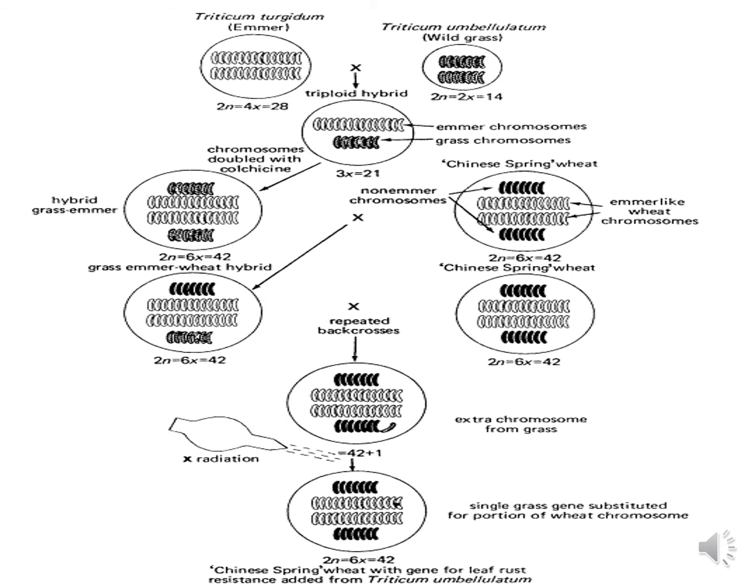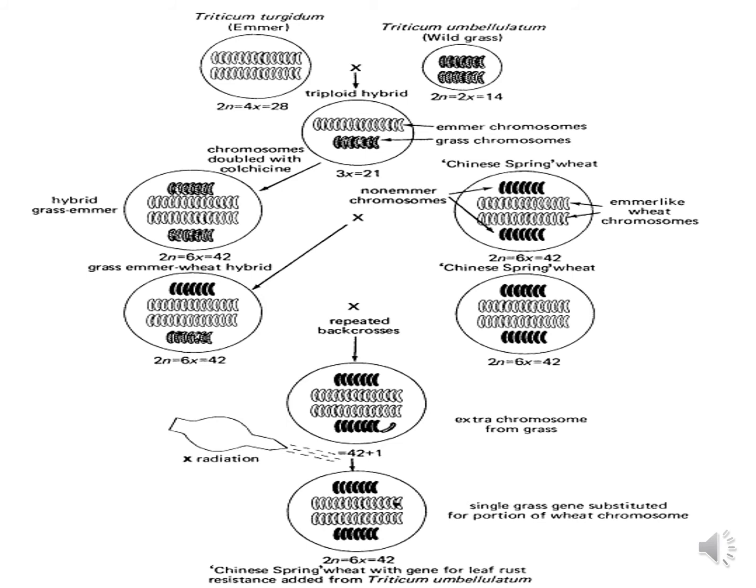So we did radiation to this plant, which has 42 plus 1, and fortunately, we were lucky to get a 2n=6x=42 chromosomes genotype, only one genotype in that experiment, that has the rust resistance, which is coming from the Triticum umbellulatum.